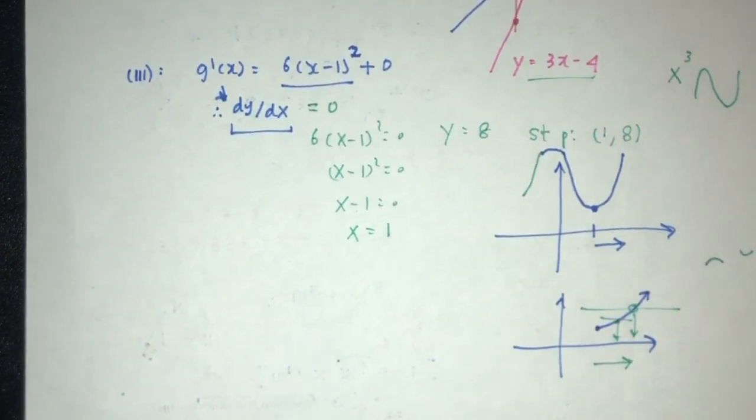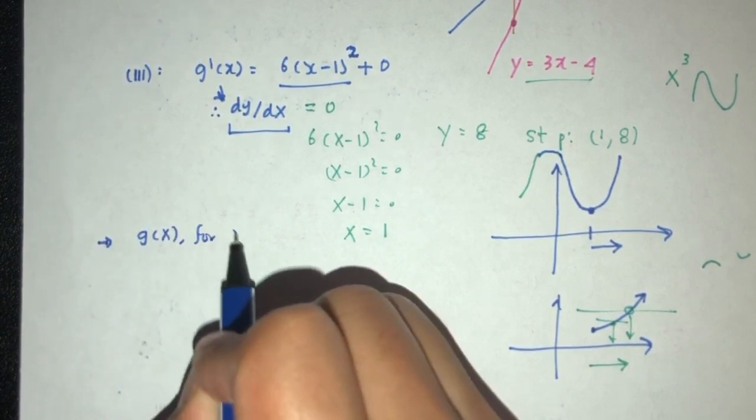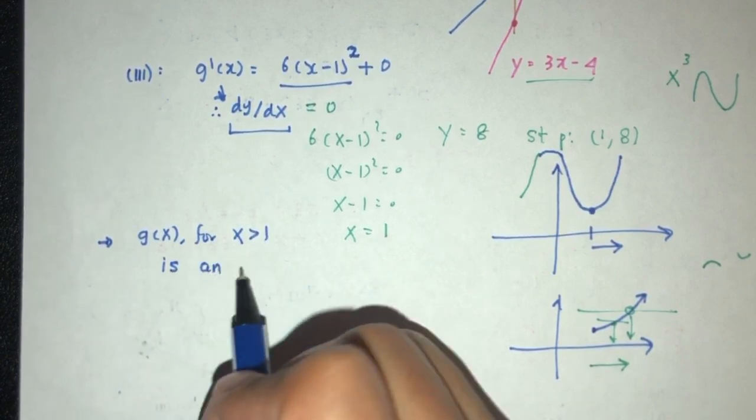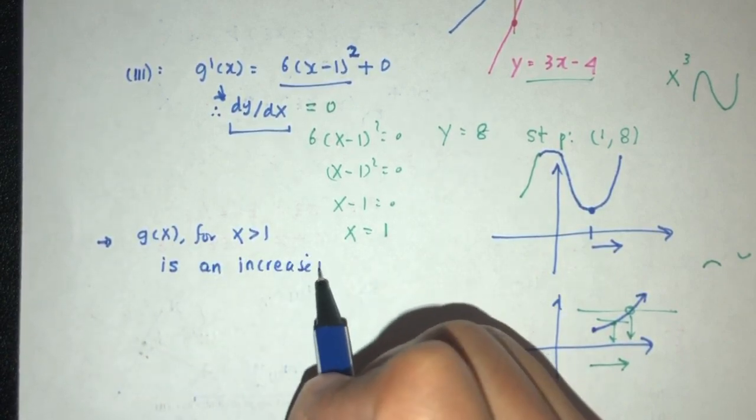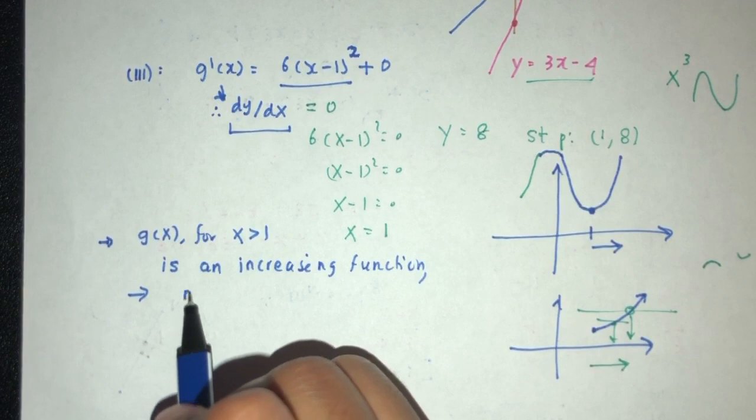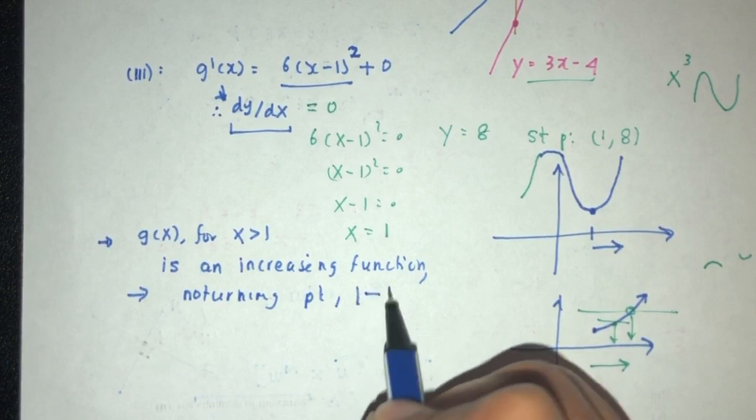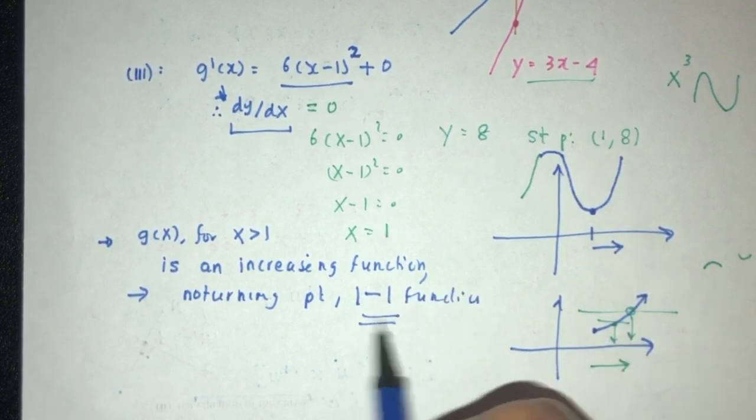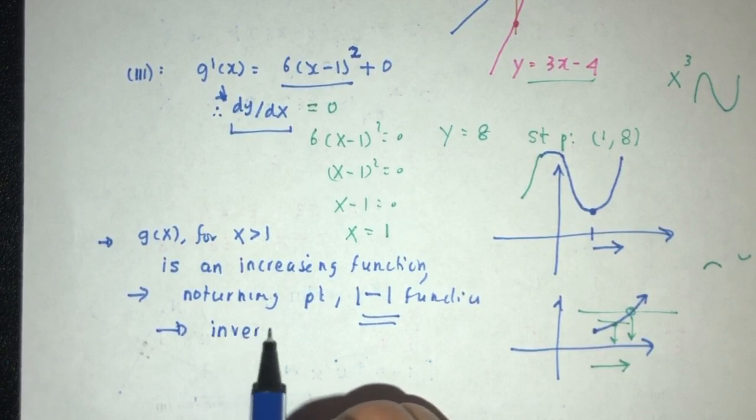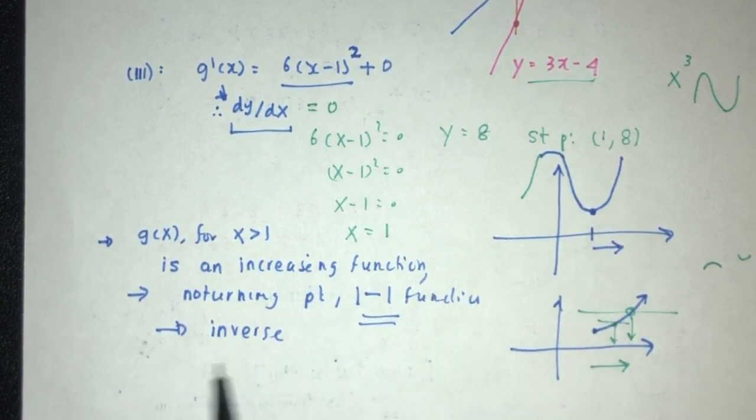So we can write this down. The reason why is because we realized that g of x for x more than 1 is an increasing function. Right? And because of that, it has no turning points, and thus a one-to-one function. And because it is a one-to-one function, it will have an inverse. So 3 points here. For this, we have an increasing function. So thus, we don't have a turning point, which means it is a one-to-one function, and then it has an inverse. So as you can see, there's a few points to make for your 3 marks.